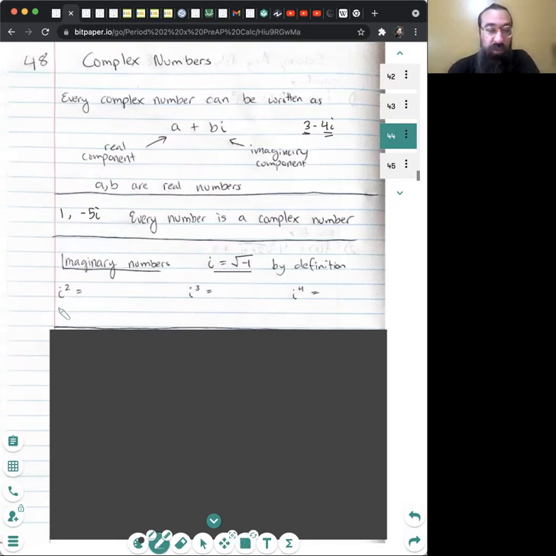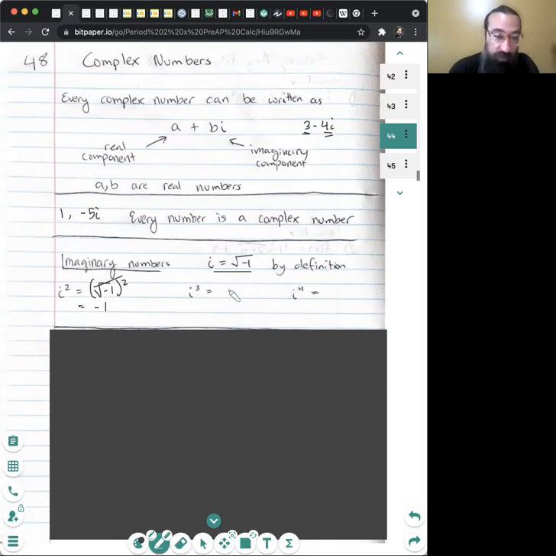Well, if that's true, let's think about what i squared might be. So let's take that definition, the square root of negative 1. We're going to square it because that's what i squared would be. Squaring it, and notice what happens. The square roots are going to cancel, and I'm just going to be left with negative 1. So i squared equals negative 1. All right, so pause and try to do i cubed on your own.